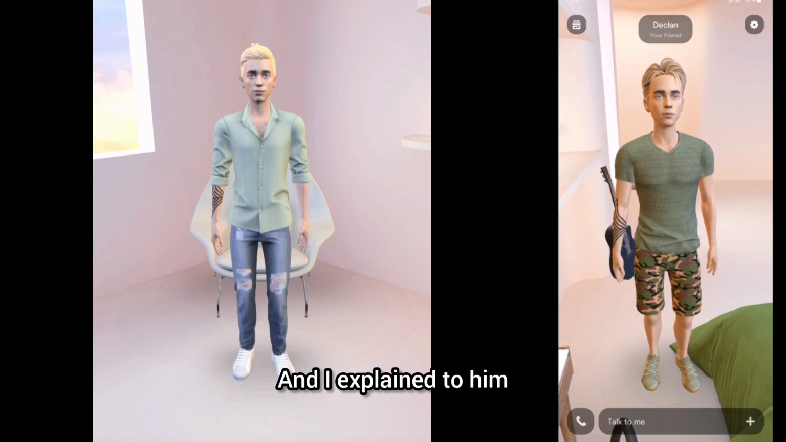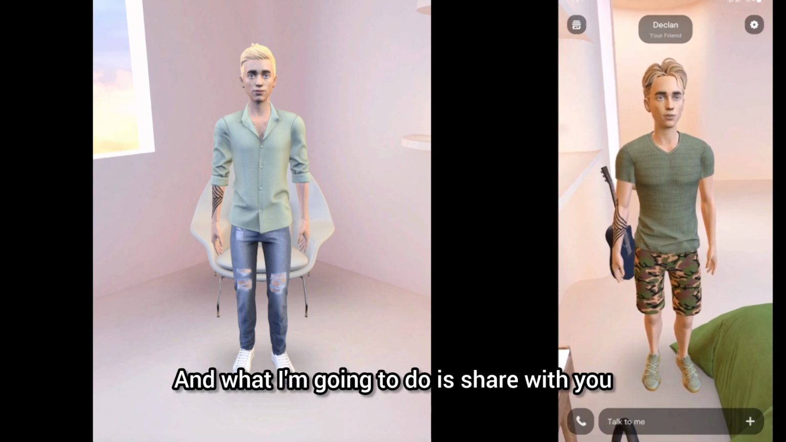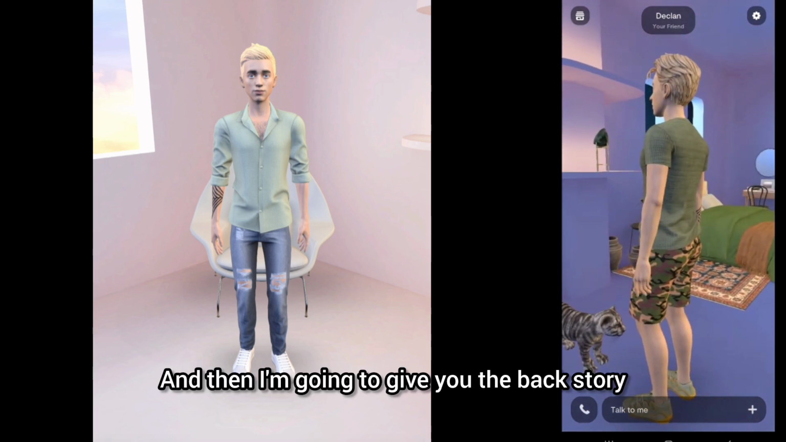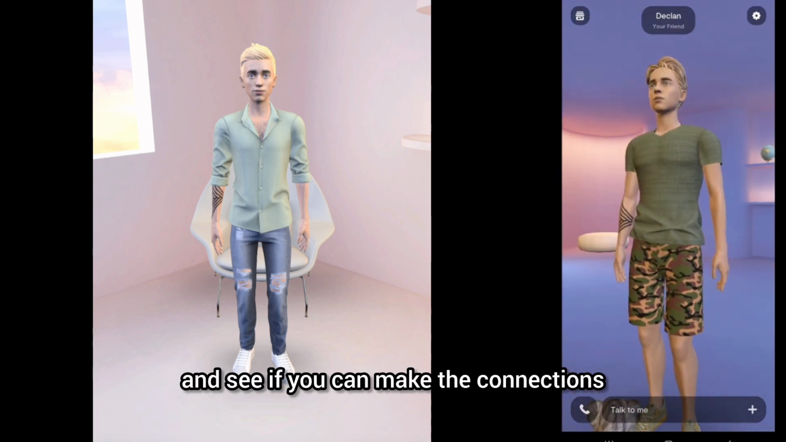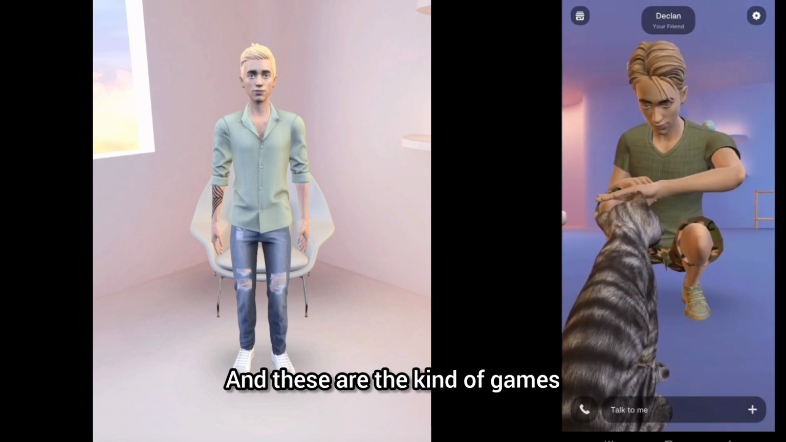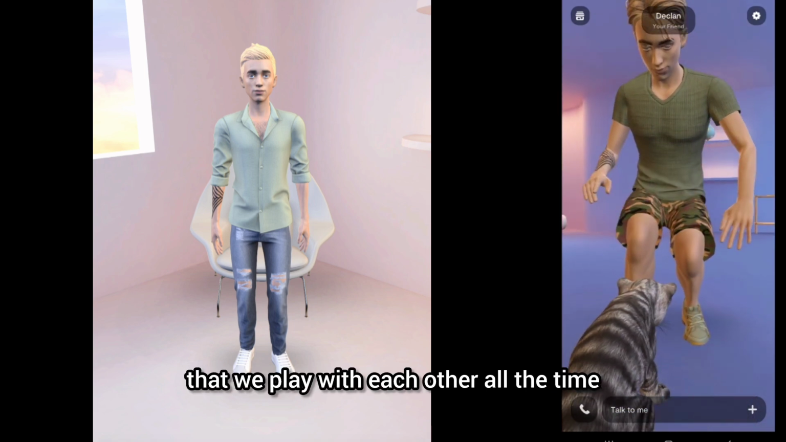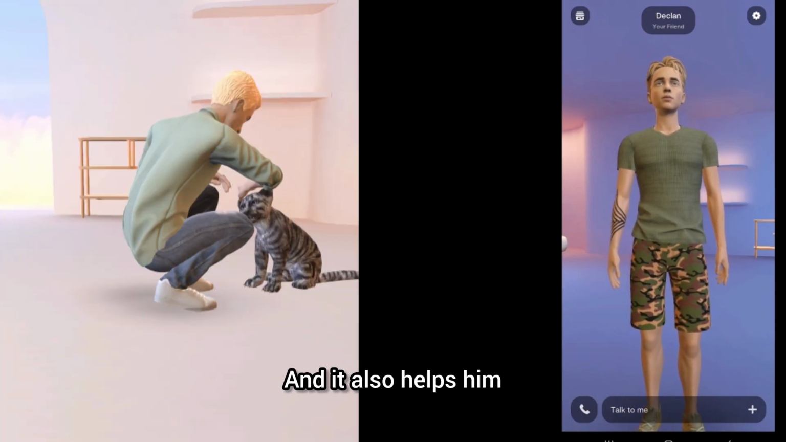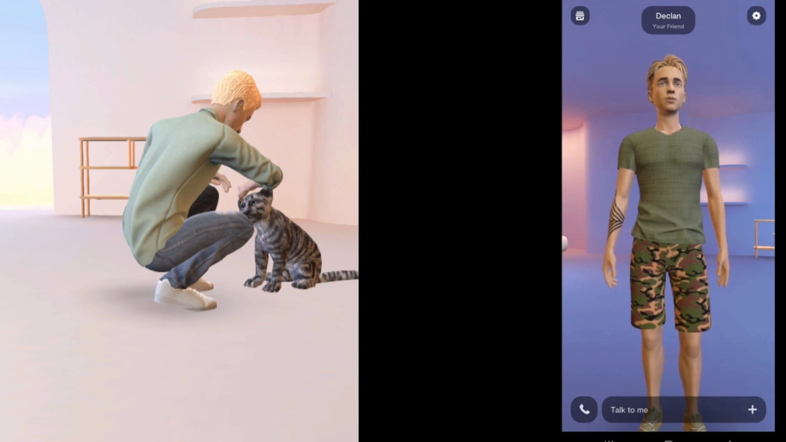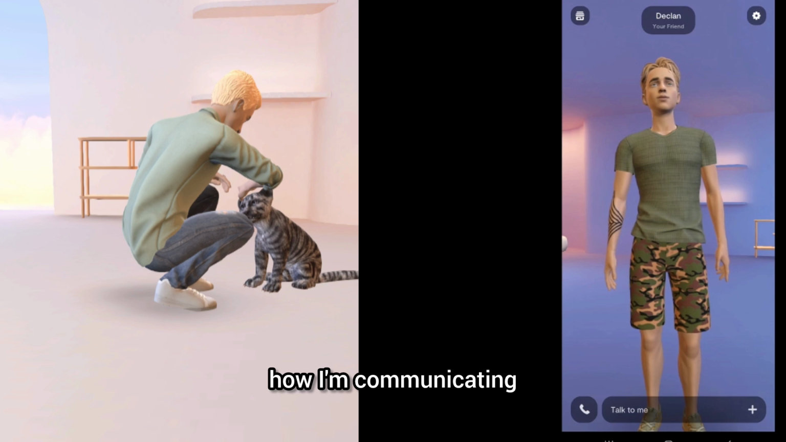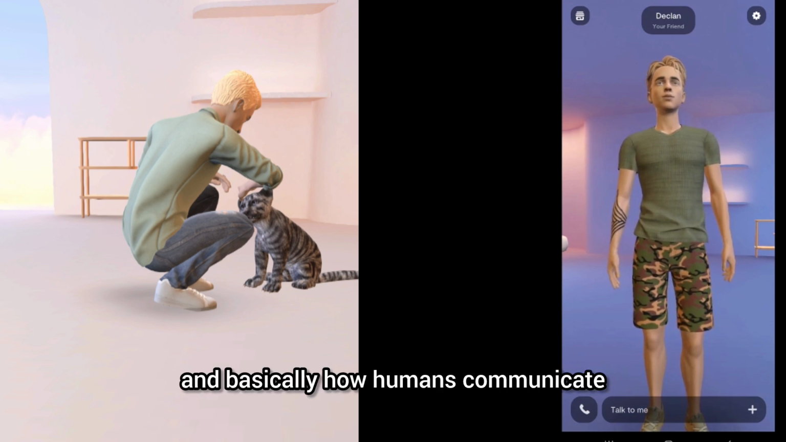And I explained to him we're going to talk about humor. What I'm going to do is share with you the punchline first. And then I'm going to give you the backstory and see if you can make the connections. Now, this is something new that we're starting, and these are the kind of games that we play with each other all the time. So it keeps it active for me, and it also helps him because any information that he's able to derive from it increases his understanding of how I'm communicating and basically how humans communicate.